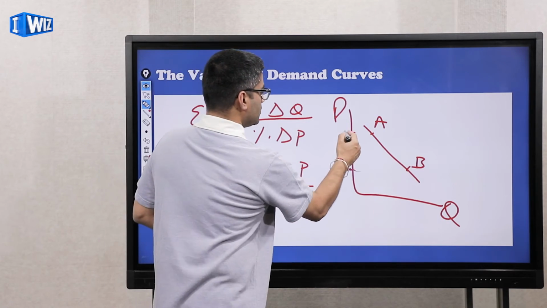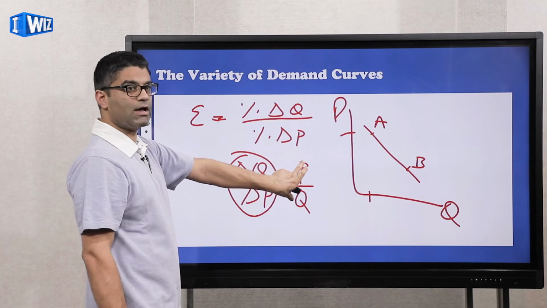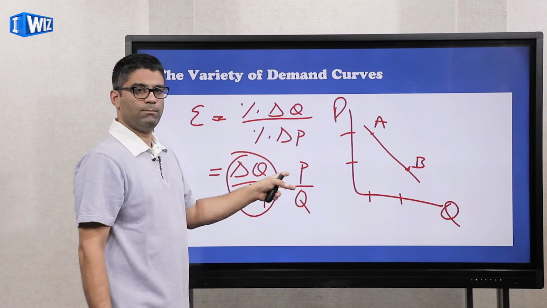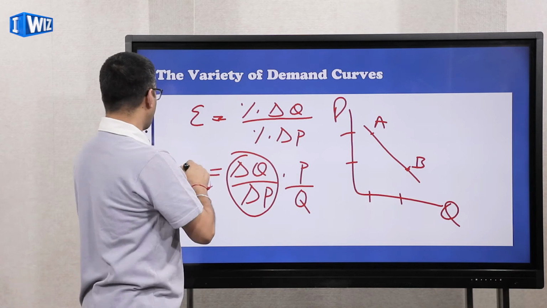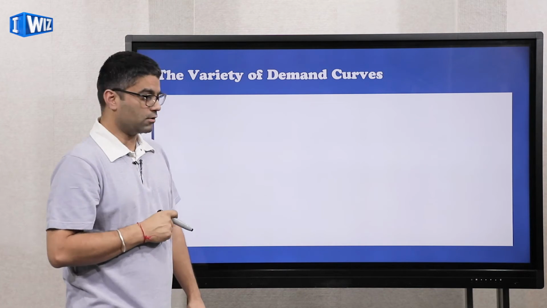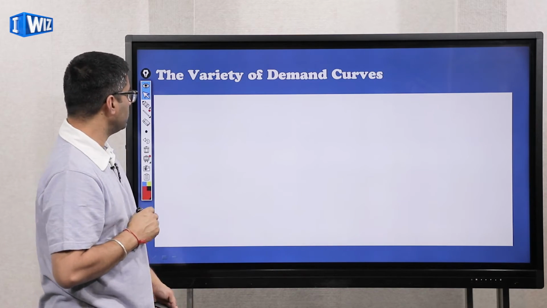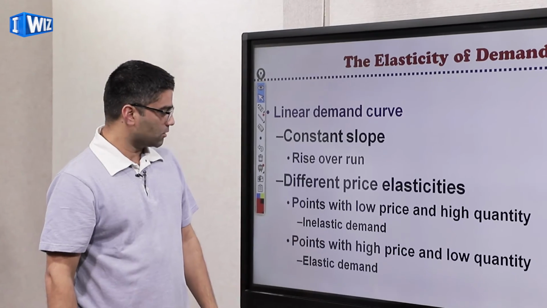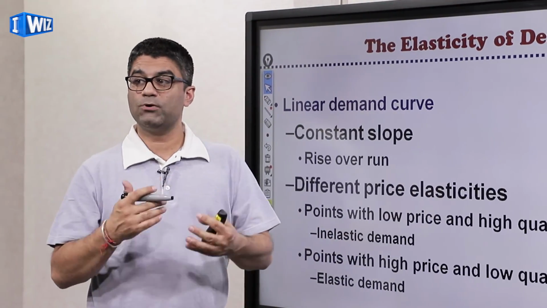However, here the price and quantity combination are very different. This fraction is high at point A, and at B, P over Q is much smaller. So the elasticity is going to be different depending on where you are on the demand curve. So let's look at an example and then we will wrap up this video. On a linear demand curve, you know that the slope is a constant, but the elasticity is going to vary depending on what the ratio of P over Q is.